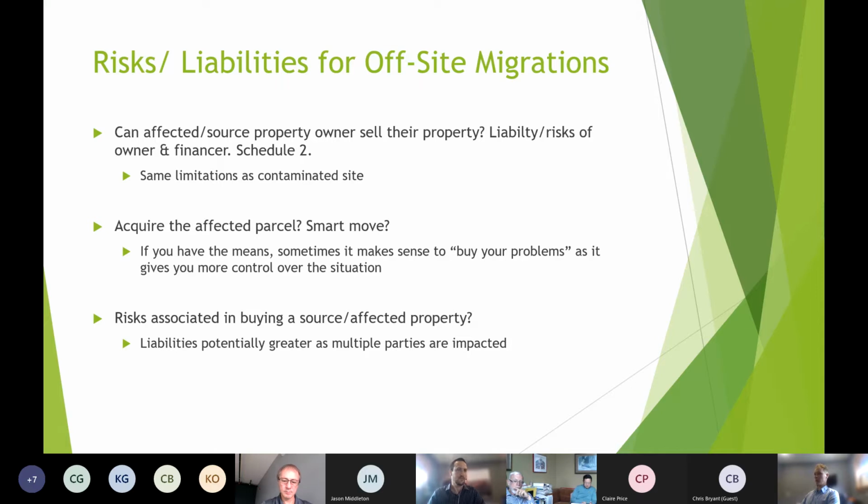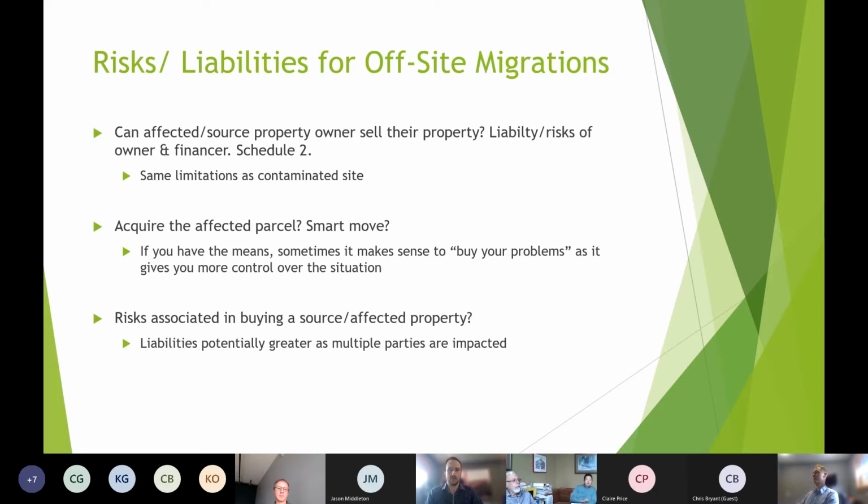So next question here is, if you're a source parcel, should you acquire the affected parcel? Is this a smart move? Depending on the specific situation, sometimes it makes sense for the source parcel to purchase the affected parcel. In other words, sometimes it makes sense to buy your problems. By acquiring the affected parcel, you eliminate other parties from being involved. So you control more of the situation, you control the timeline.